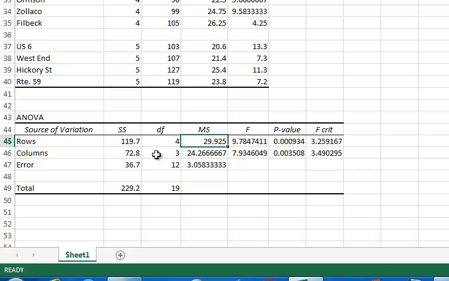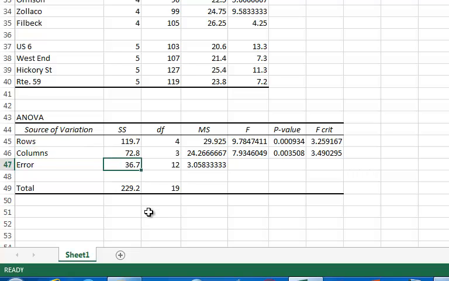On the columns is the routes. 72.8, the sum of squares divided by the degrees of freedom. What are the degrees of freedom? Well, k minus 1. k is the number of routes, minus 1, that is 4 minus 1 equals 3. And the mean square coming from the columns is just 72.8 divided by 3. That gives us 24.26. This is the mean square of the columns, which is also a variance of the columns.